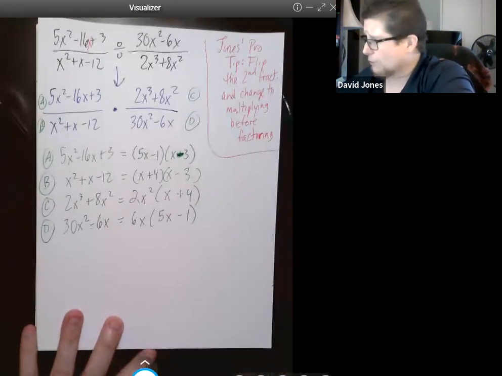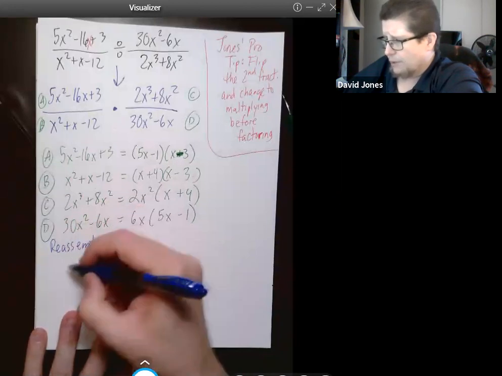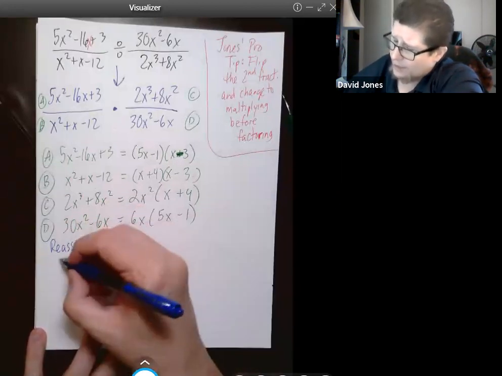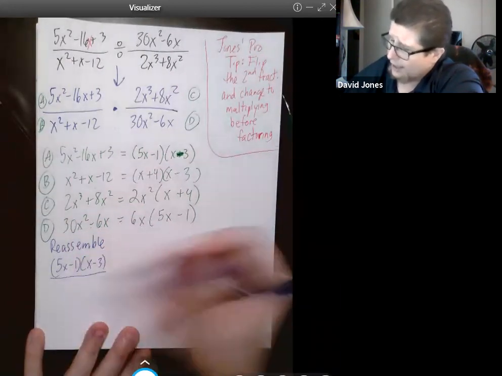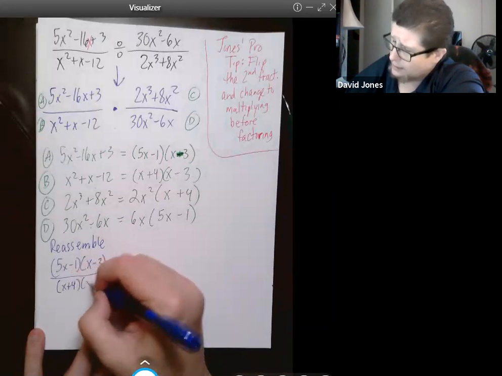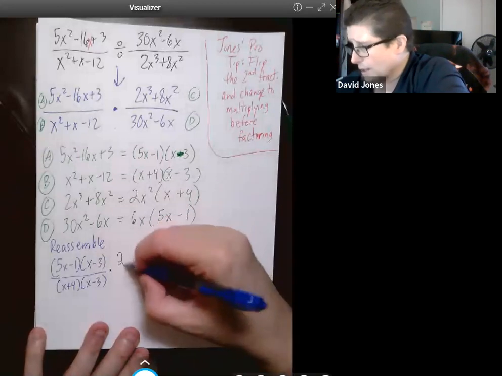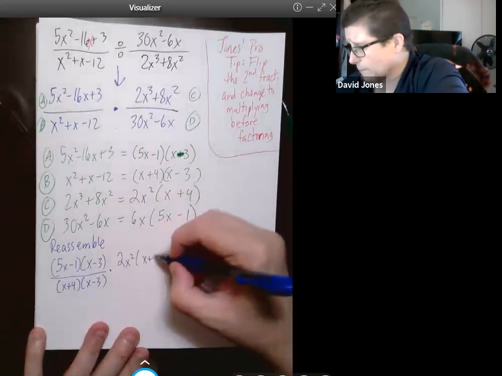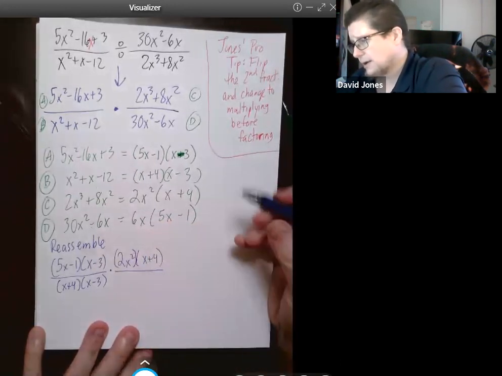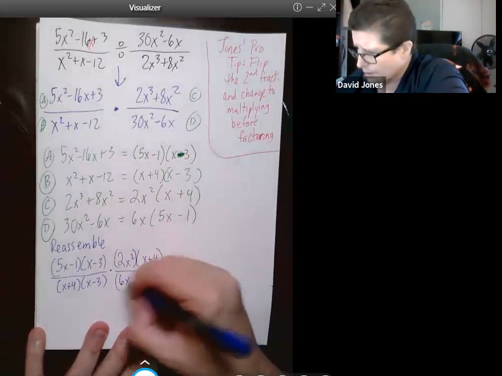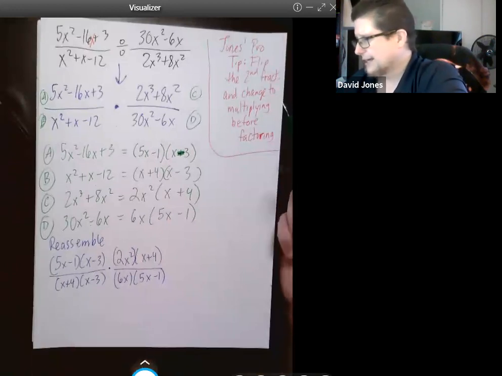And so now I'll reassemble. I put A on top. I've got 5x minus 1 times x minus 3. On the bottom, I've got x plus 4, x minus 3. C is 2x squared times x plus 4. If you want, you can put the 2x squared in parentheses. And bottom is 6x. You can put that in parentheses if you want. It's not necessary. Good idea, though, when you're canceling.